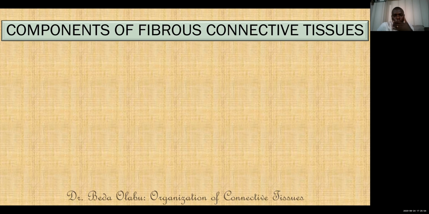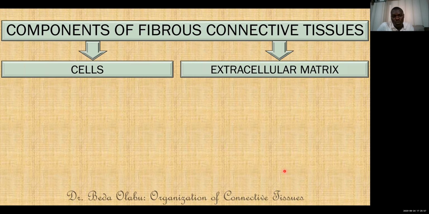Great. So we've talked about fibrous connective tissues. Before we leave that chapter, I want us to agree on something. What are really the components of fibrous connective tissues? Just like any other connective tissue, fibrous connective tissues are made up of cells and the matrix. But I want us to elaborate further on the components of the matrix of fibrous connective tissues, as well as the components of the cells of fibrous connective tissues.